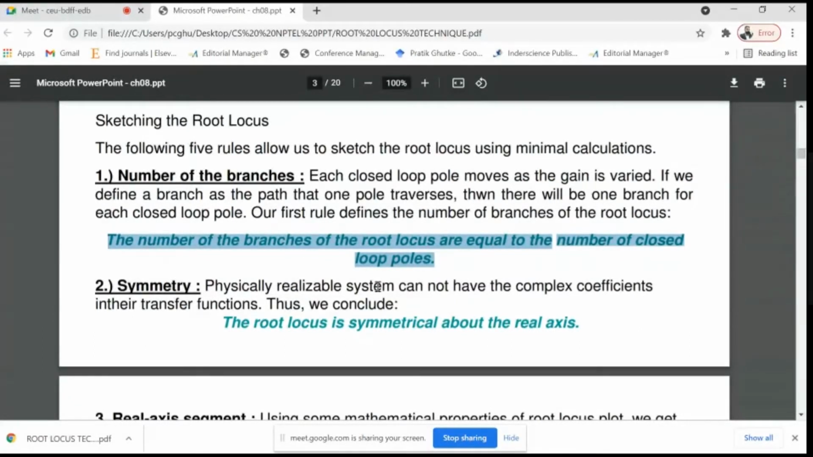Keep that in mind. This first rule, that is the number of branches: the number of branches of the root locus is equal to the number of closed loop poles. Keep that in mind. Okay, what is the next rule to draw the root locus? That is regarding the symmetry, right?